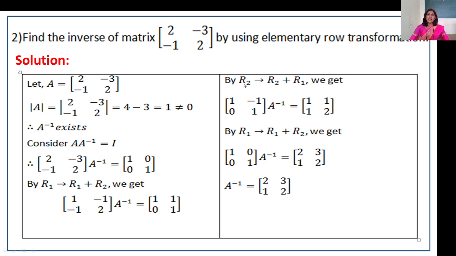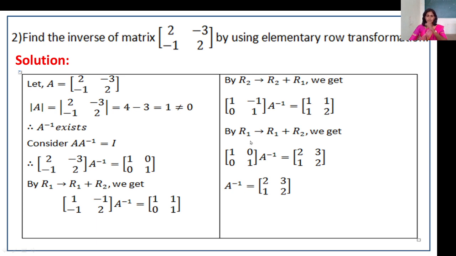Now by R2 gives R2 plus R1, we add R2 and R1 and write in R2. So R1 as it is. In R2, just add these two. Minus 1, 1, here is 0. 2 minus 1, here is 1. 0, 1, here is 1. 1, 1, here is 2.